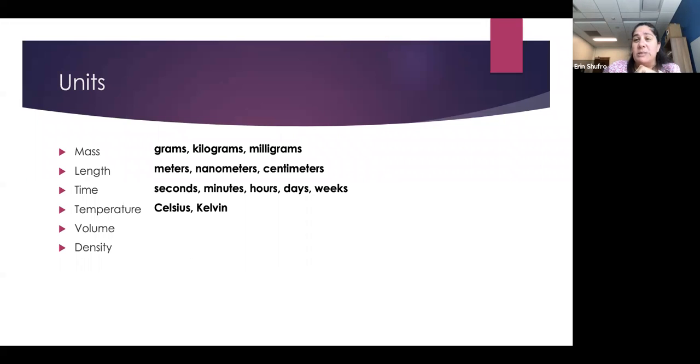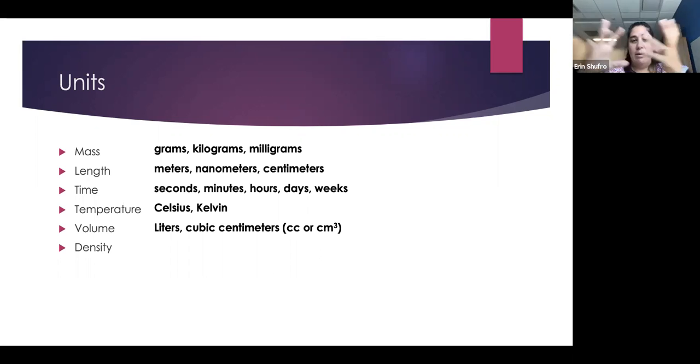Volume, how much space something takes up. You probably are at least a little bit familiar with liters. If you go into the store and buy a bottle of pop, they sell it in 2 liter bottles. They sell them in 1 liter bottles. Cubic centimeters is another common measurement of volume in the metric system. So again, liters, cubic centimeters, if you see either of those, you're dealing with a volume.